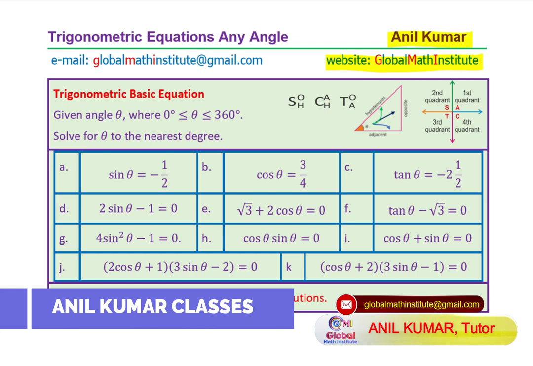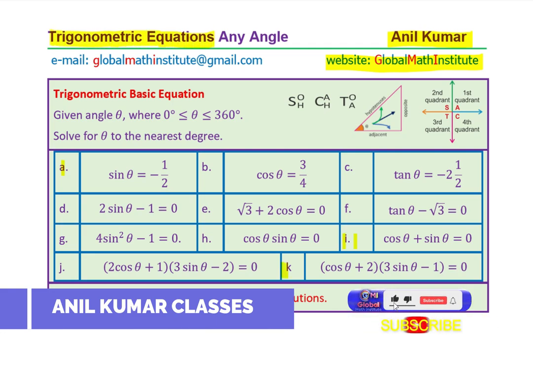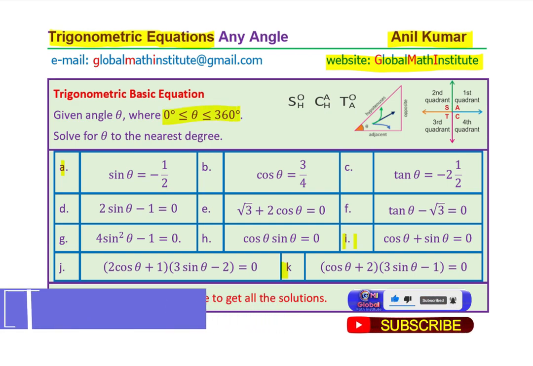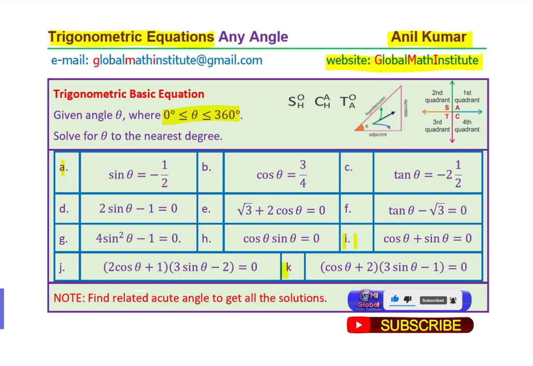In this video, we'll solve 11 questions, as you can see, which are based on simple trigonometric equations. The idea is to find the value of theta when it is between 0 to 360 degrees. So we say any angle for that matter.